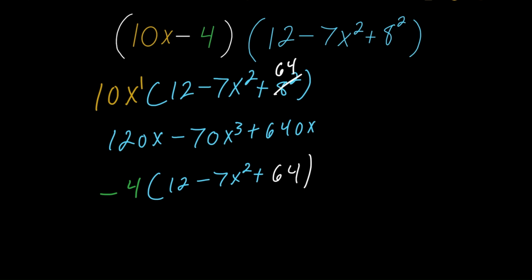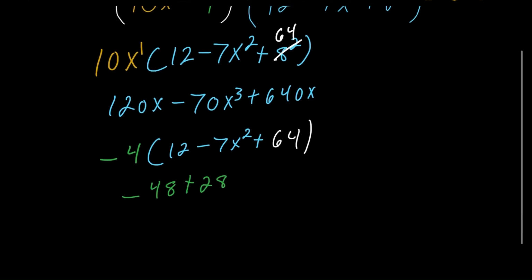So let's go ahead and multiply this. What is negative 4 multiplied by 12? That's going to be negative 48. So negative 48. Okay. Now, what is negative 4 multiplied by negative 7? When you multiply two negatives by each other, you get a positive. So we're going to have positive 28. So plus 28. And that's going to be x squared. Because we're adding this x squared right here.